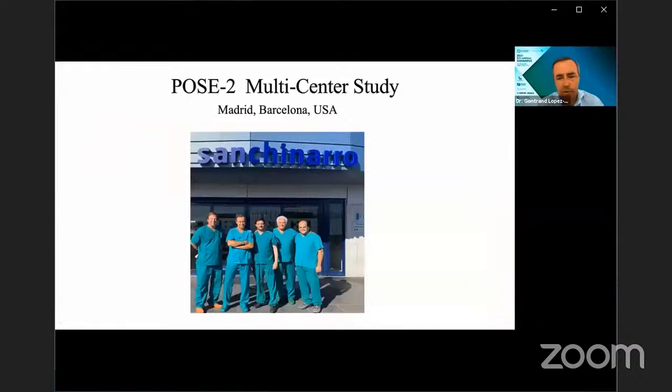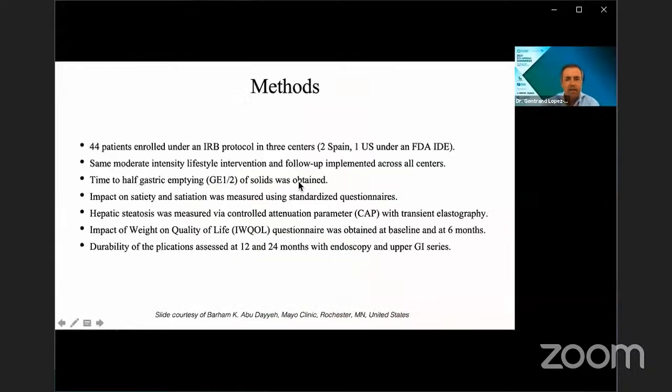So where are we now in POSE 2? After we decided this was an evolving procedure from POSE, and Dr. Abudayev was involved absolutely, Dr. Galvao, myself, Dr. Turro in Barcelona, we decided to do a multi-center study, trying to be very accurate in terms of doing the same follow-up for the patient. We did first cases in Madrid, San Chinarro hospital, and we decided to do this multi-center study, which will be commented on by Dr. Abudayev later, in more detail.